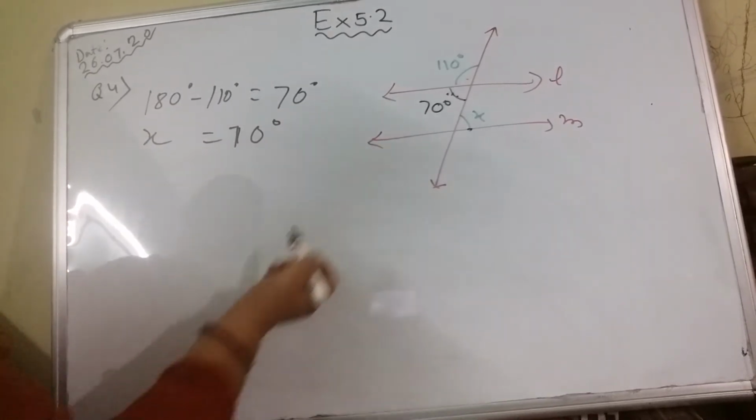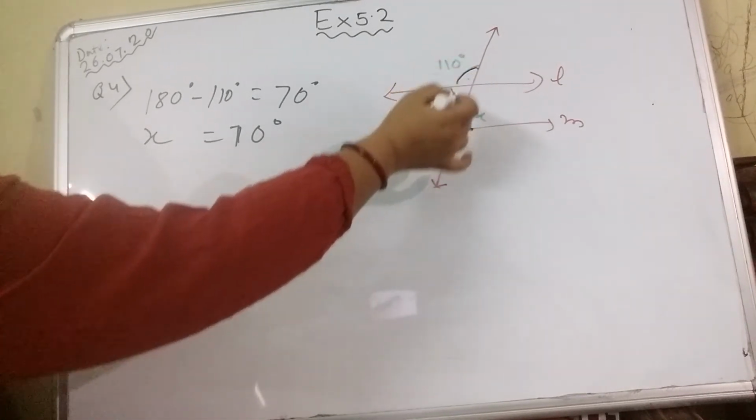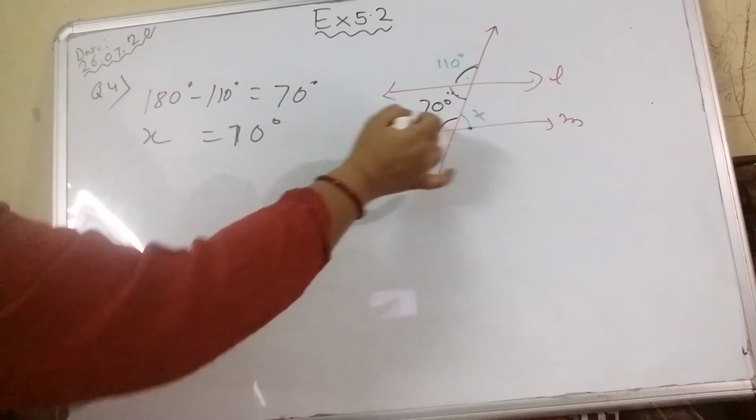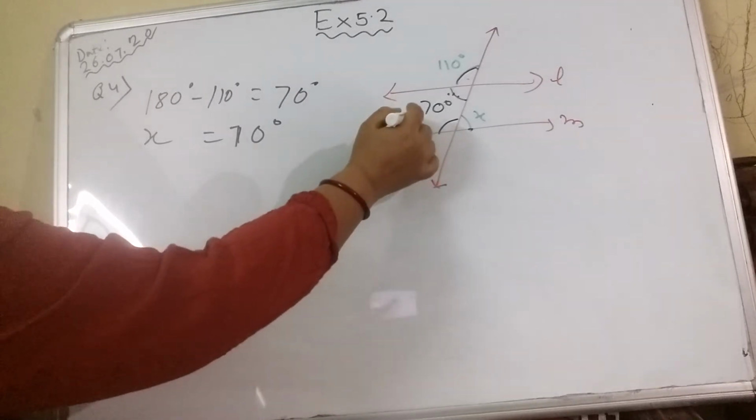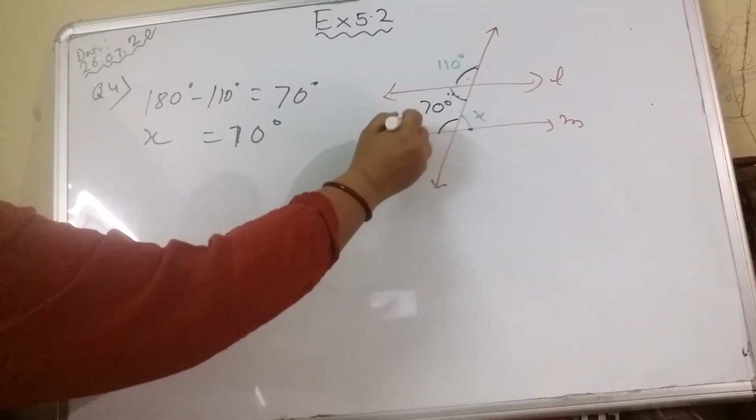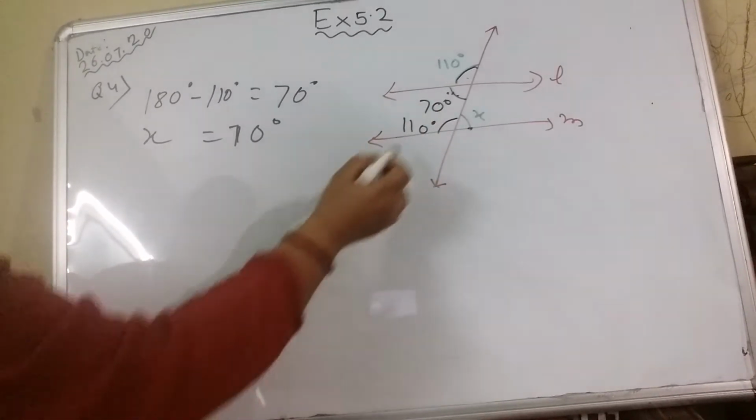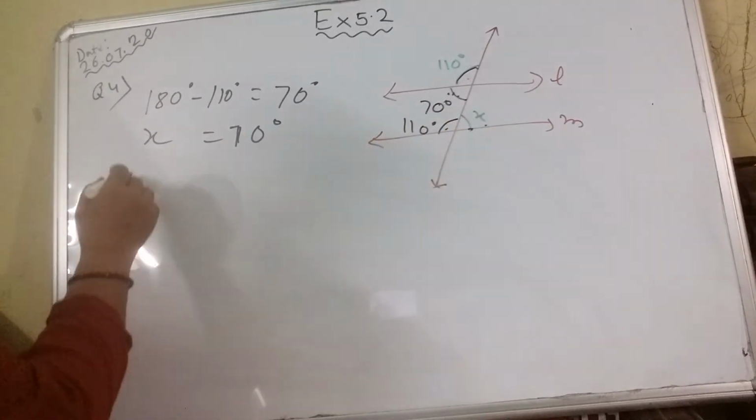Another method: this angle and this angle are corresponding angles, so it will also be equal to 110, and this angle, they are a linear pair.